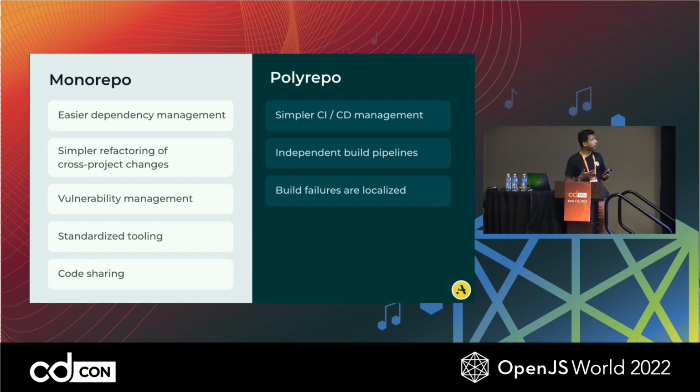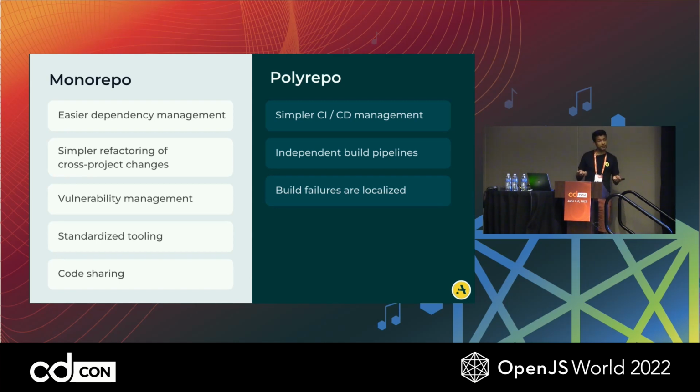So to give you some overview, monorepos are easier to manage dependencies because all of the things are in one place. It's easier to refactor changes cross-project. Everyone can collaborate together. If you have vulnerabilities, it's easier to manage those vulnerabilities as well because everyone is using the same libraries. It's standardized tooling across your entire company. It's not just every team has their own tooling infrastructure, and code sharing becomes a lot easier.